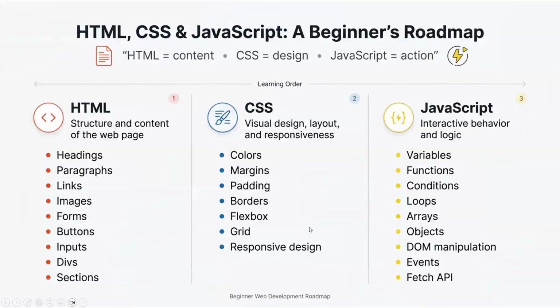Now, these are some of the things. In HTML, you can find headings, paragraphs, links, images, forms, buttons, inputs, and divs and sections, right? That's what HTML is all about. Mostly, it brings the content in front of your page, right? CSS talks about colors, margins, how much distance we have to keep, how the border should look like, right? So boxes, grids, and responsive designs. Likewise, JavaScript talks about what? Even calling the broker API, right?